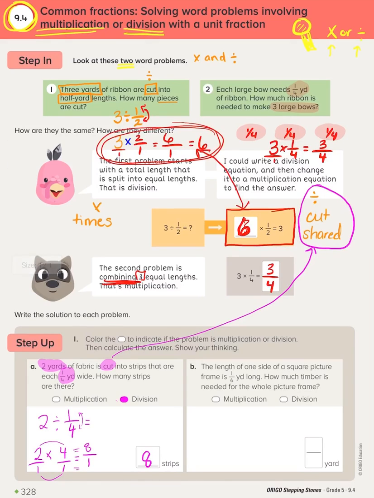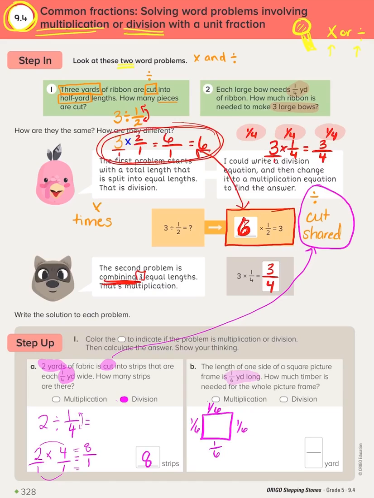Now let's look at the second problem, and let's work together to see, is this a multiplication problem or a division problem? The length of one side of a square is 1/6 yard. How much timber is needed for the whole frame? Let me draw a picture, because pictures always help me think. Okay? So I have a square, and one side is 1/6, but I need the whole frame. So I need 1/6, 1/6, 1/6, and 1/6.